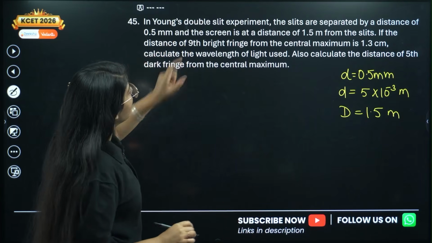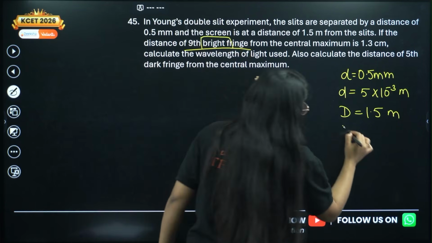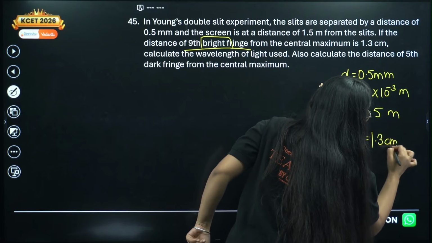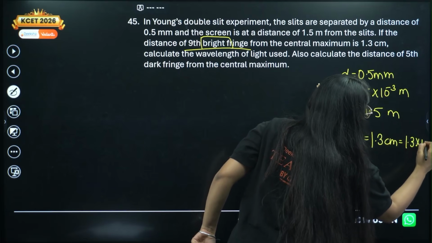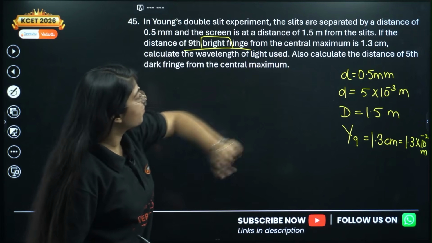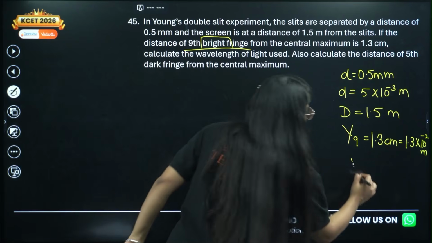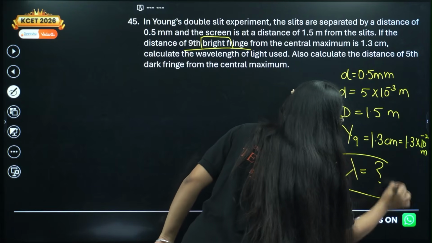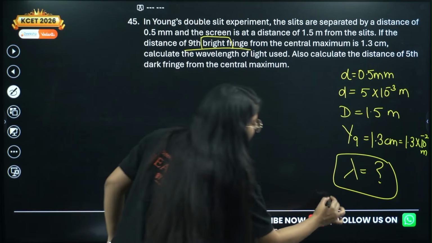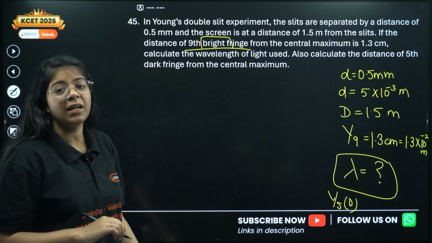The distance of the 9th bright fringe is given as 1.3 centimeters, which will be 1.3 into 10 raised to power minus 2 meters. Correct? Then from the central maximum is 1.3 centimeters. Calculate the wavelength of light used, and also calculate the distance of the 5th dark fringe from the central maximum.